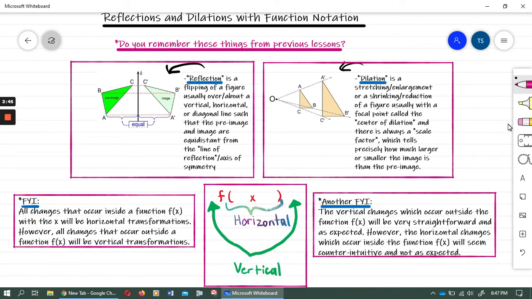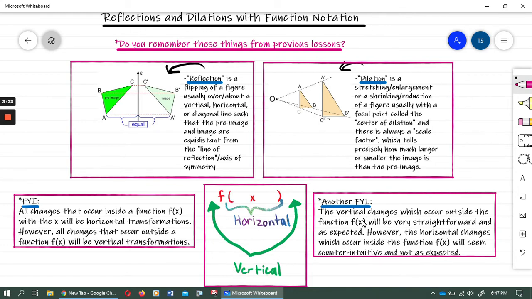So, guys, do you remember all of these things from previous lessons? Exactly what a reflection is, exactly what a dilation is. Do you remember those very important FYIs that I gave you during one of the previous lessons? And the fact that all of the changes that happen inside of the function are horizontal, all of the changes that happen outside of the function are vertical.